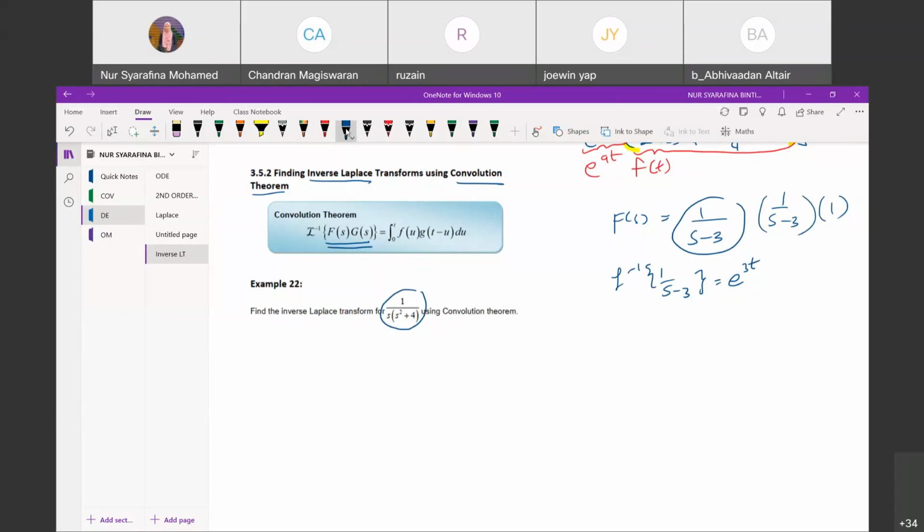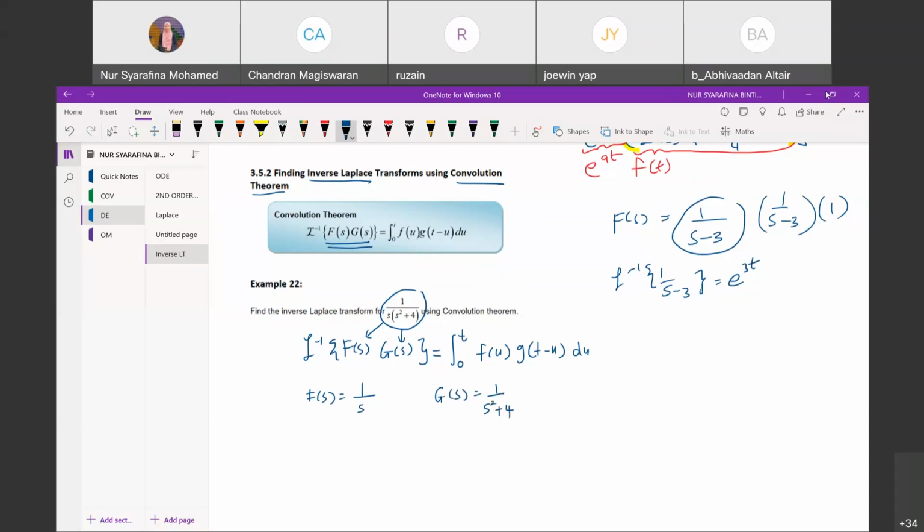So how can we use the convolution theorem? Let's take a look. The inverse transform of F(s)G(s) can be found by integrating from 0 to t, f(u) g(t minus u) du. For this case, what is your f and what is your g? Either way, any function can be your f, any function can be your g. So let's try 1 over s as your F(s), and G(s) equals 1 over s squared plus 4.